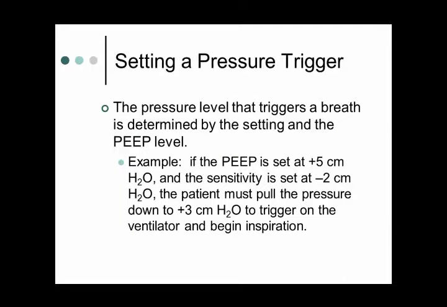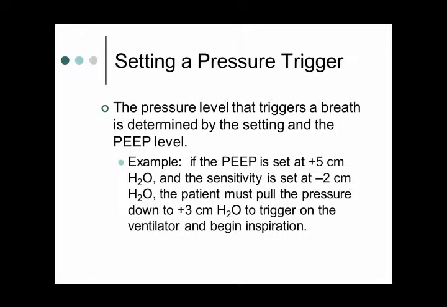Now, that pressure sensitivity is referenced to the baseline pressure. So in other words, as I add 5 of PEEP, the pressure sensitivity will trigger at 3 if I have it set to -2. Does that make sense? If I add 5 of PEEP, do I want it to turn on when it goes to -2? No, because then I got to draw through the 5 plus the -2. I don't want to have 7 centimeters of water.